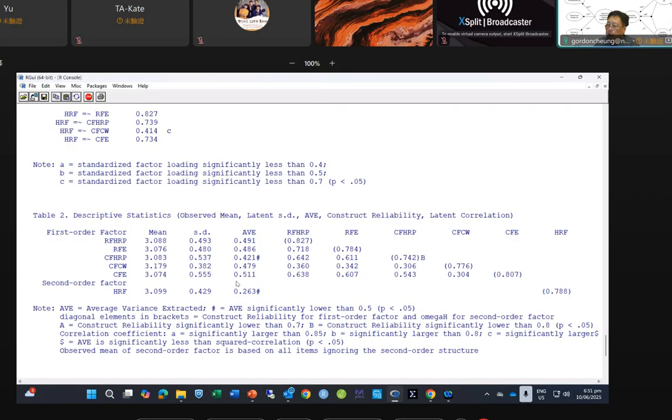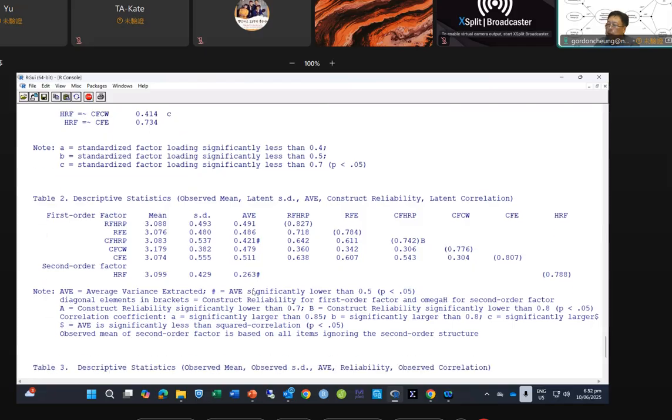Even worse is the AVE for the second order factor, which is only 0.263. It is significantly lower than 0.5. What that means is the results show that we do not have convergent validity for your second order factor, HRF, and also one of the dimensions, CFHRP. So if I am the reviewer, I will reject this paper because they do not establish a good measurement scale when they develop a measurement scale.